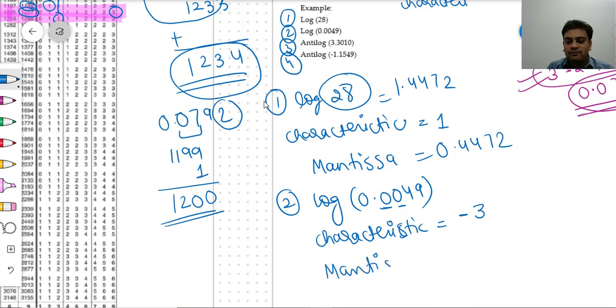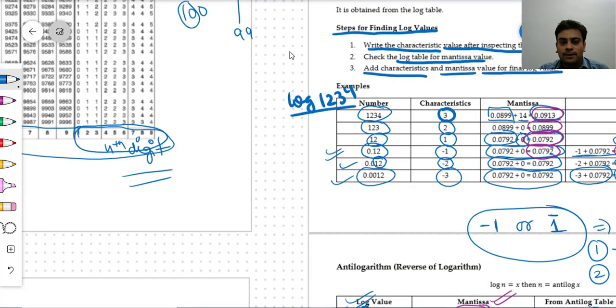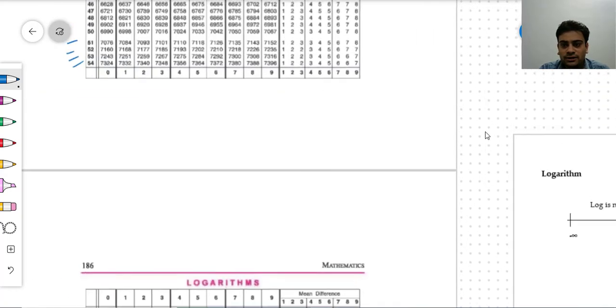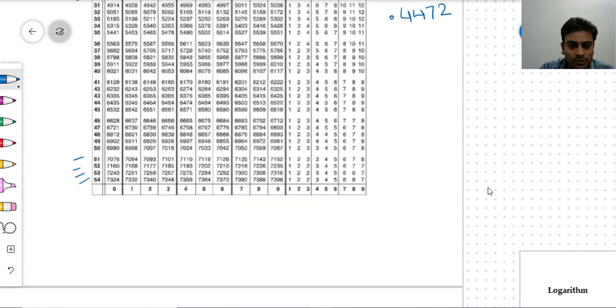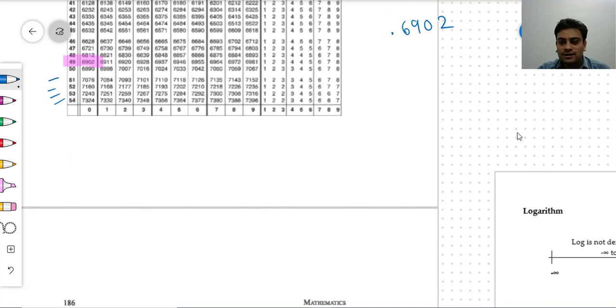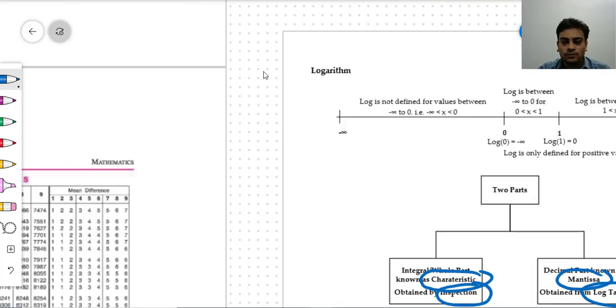Now we need to find the mantissa value. For the mantissa we always look at only the number part, not the zeros part. So here my number is only 49. We look at the log values for 49, and you can see 49 is on the first page. Since we don't have any third digit, we always take it as 0. So 49 and 0, the corresponding value is 6902. So your mantissa is 0.6902.